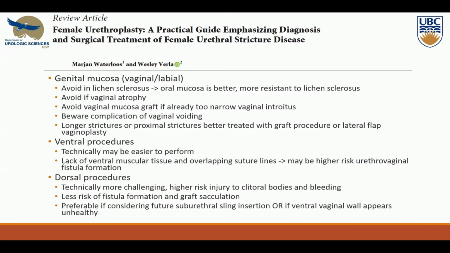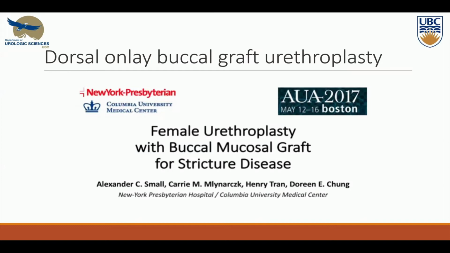However, there's a lot of good tissue backing, so there's less risk of fistula formation and graft sacculation. Dorsal procedures may be the procedure of choice if you think these patients may in future need an anti-incontinence procedure like a suburethral sling, or if the ventral vaginal wall appears unhealthy. And again, you can do buccal graft urethroplasty.